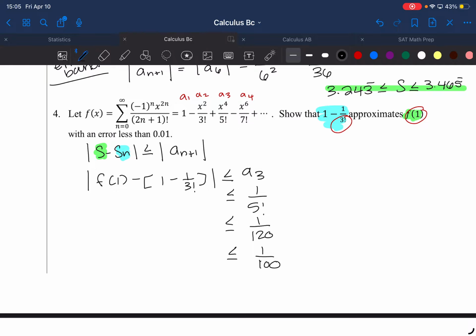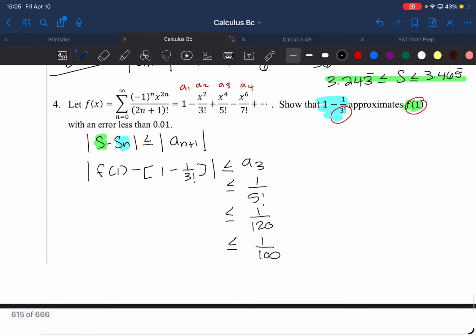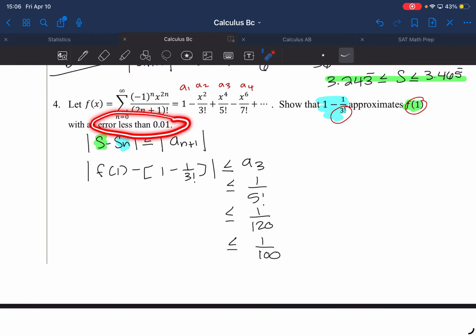Yes? Wait, I'm sorry, I didn't understand that. Which part? Okay. Where did I get the 1 over 100? Well, we're trying to prove this. We're trying to see if the error is less than 0.01. 0.01 is 1 over 100.